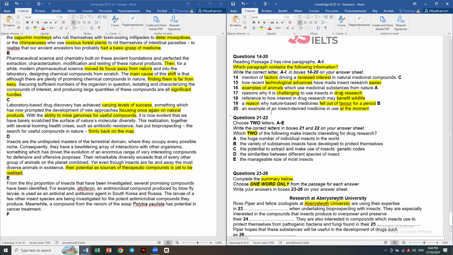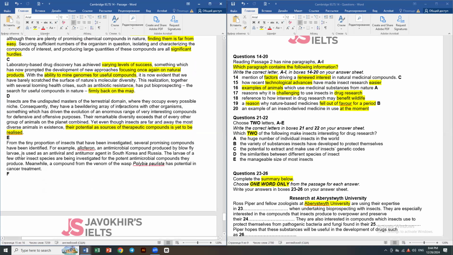However, let's see an example of insect-derived medicine is used at the moment. No. Benefiting wildlife, nothing about that. Paragraph D is only about, it is just pretty much describing insects. How recent technological have made, nothing close to that just yet. However, the huge number of individual insects in the world, the variety of substances insects have developed to protect themselves, and so on and so forth. No, nothing about that. Now let's go for the E.